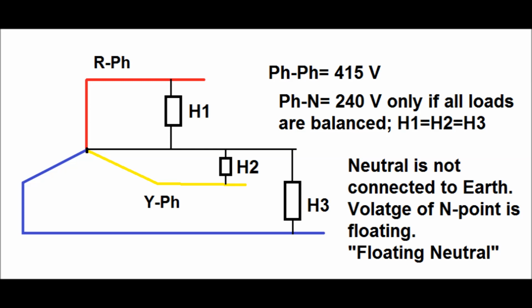If any earth fault occurs in any phase, the voltage of the neutral point comes to the phase voltage, that is, the voltage of the neutral point can vary up to the phase voltage, and that is why it is called the floating neutral condition.